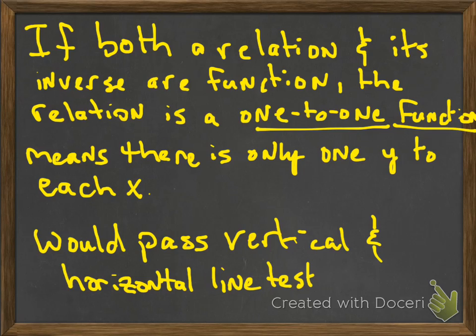I want to go over a special type of function. If both the relation and its inverse are functions, the relation is known as a one-to-one function, which means there's only one y to each and every x. This type of function would pass both the vertical and horizontal line tests, so that's something to keep in mind. I might ask that on the quiz. I don't have an example of that right now, except maybe the very first example, which was a linear function. If it passes both tests, it is known as a one-to-one function.